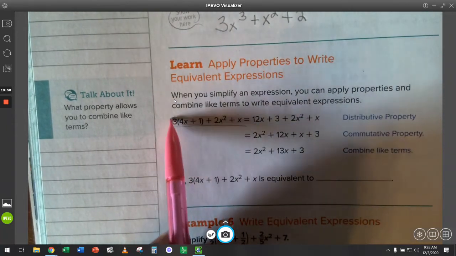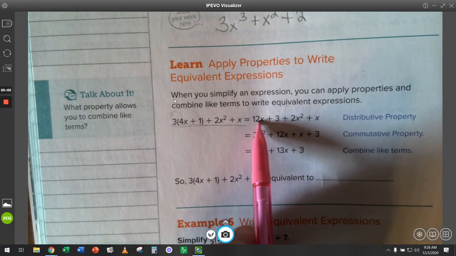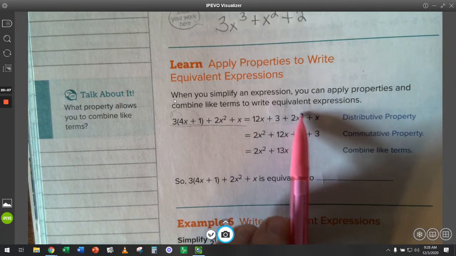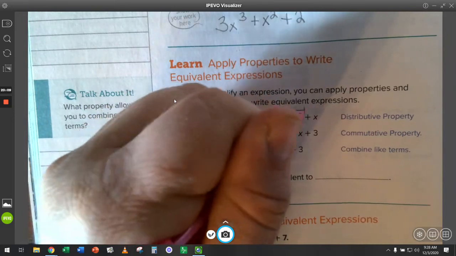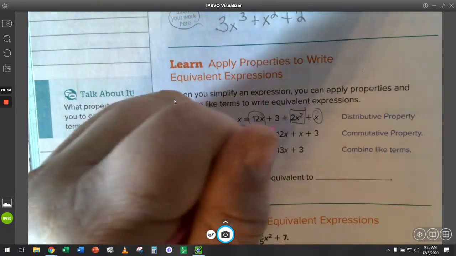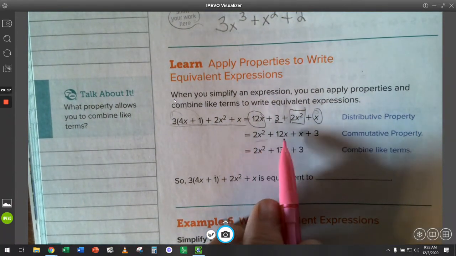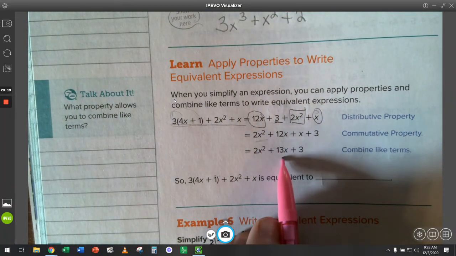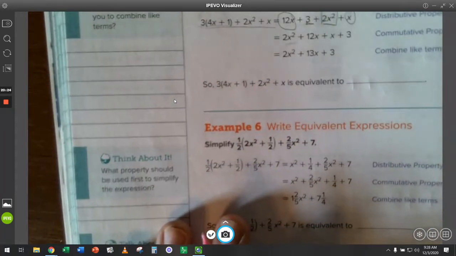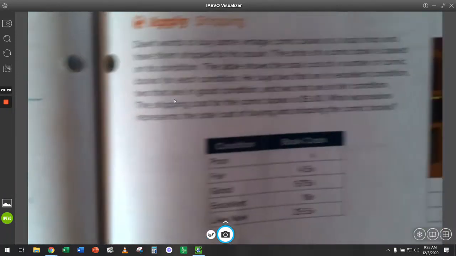So this one right here, we're going to first use the distributive property to get 12x plus 3, and we have 2x squared plus x. Now let's rearrange it. Box around anything with an exponent, circle any x's, underline the constant. So 2x squared will come first, and we have 12x plus x, which would be 13x, and then we would just have our 3 left over. All right, so we're going to skip that last one.